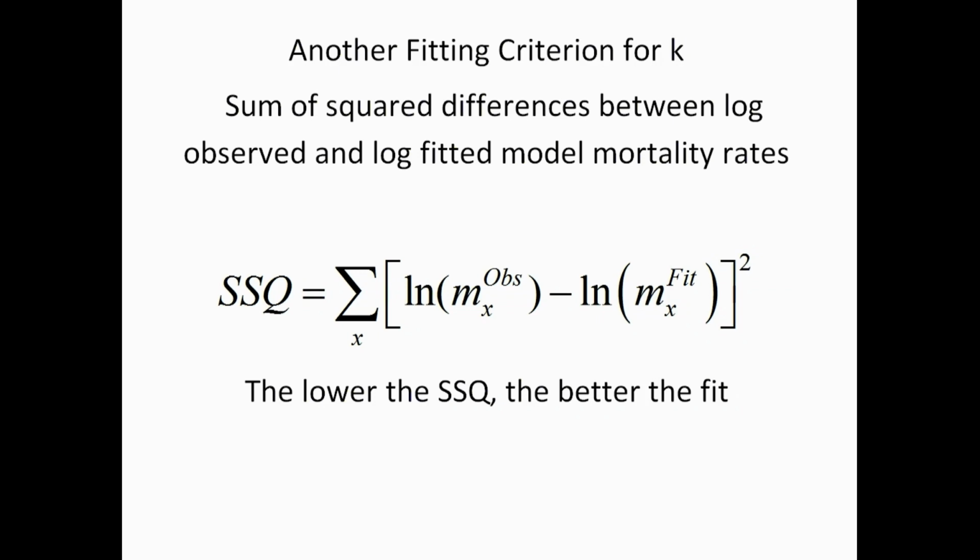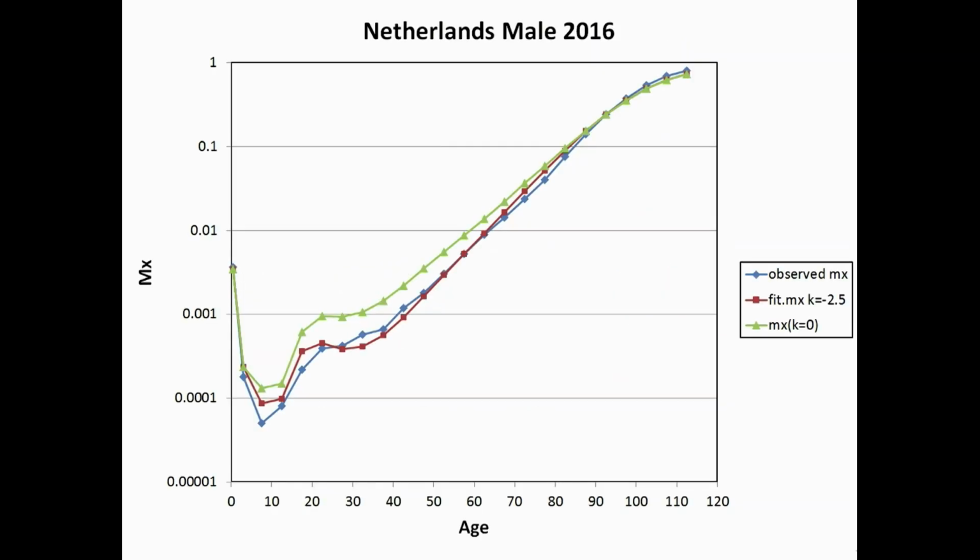Okay, let's look at some charts of mortality schedules. The first two are going to illustrate the effect of the K parameter. Here, the blue line is the observed mortality schedule. The red line is the schedule fitted on the sum of squares criterion. And here we see that that yields a K equal to minus 2.5. And then the green line indicates what you would get if K was equal to 0.